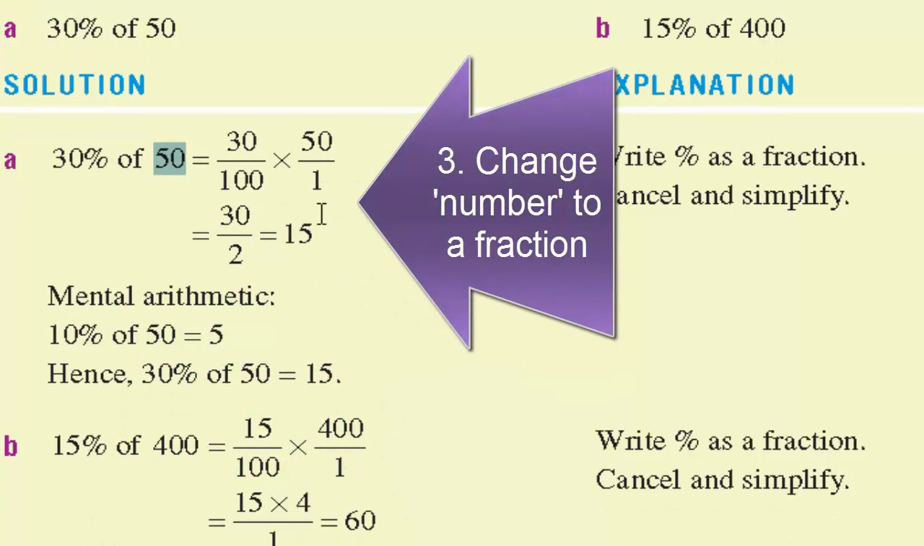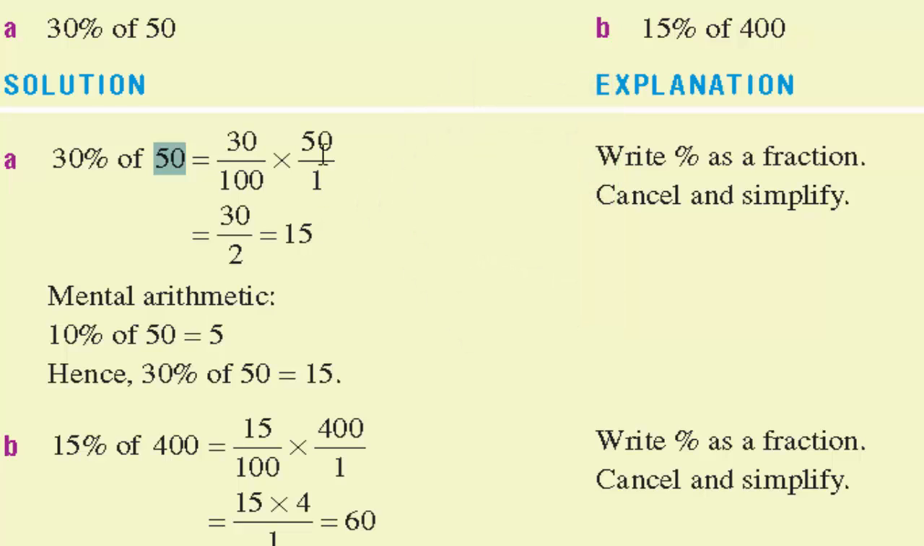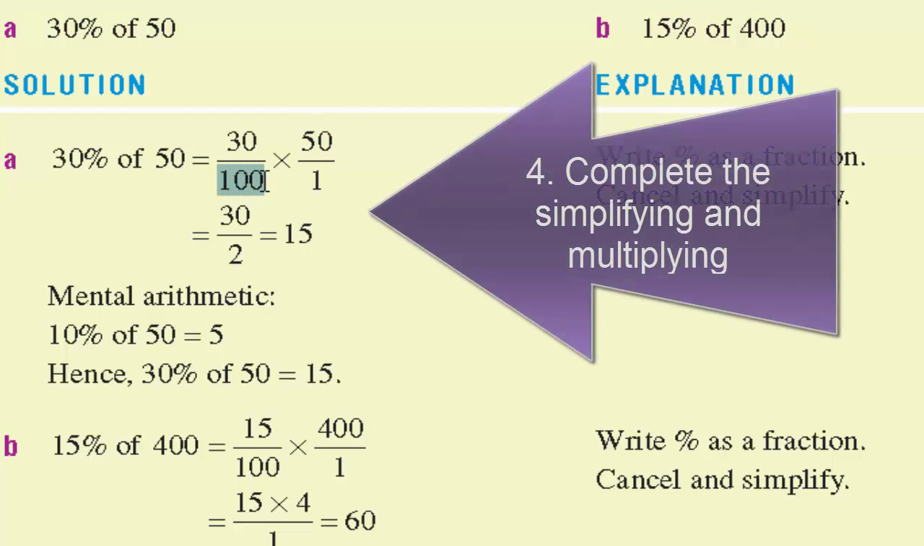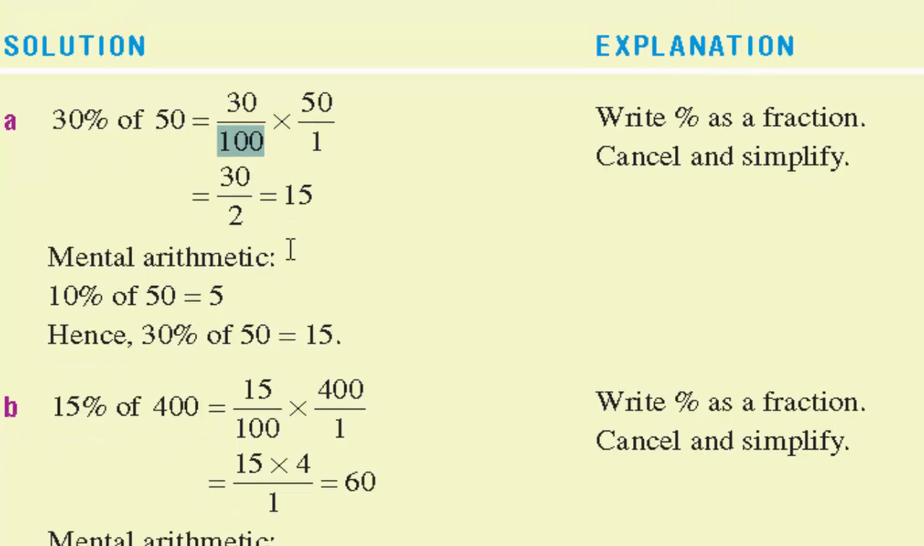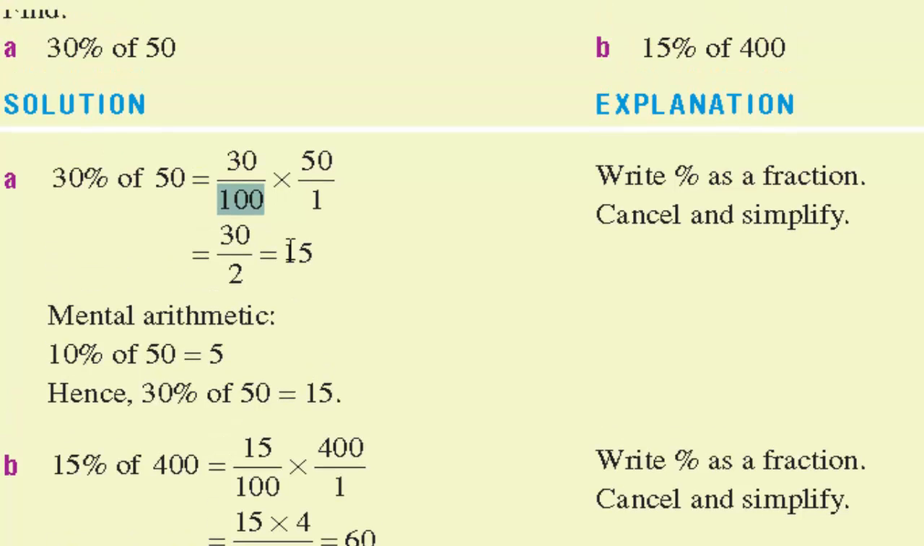We then have some cancelling, and they've been busy with the 50 and the 100 cancelling each other out. Then they've done 1 times 30 is 30, 2 times 1 is 2 on the bottom there, 30 over 2 equals 15. So 30% of $50 ends up being $15. So they've done that one and worked out that one there.